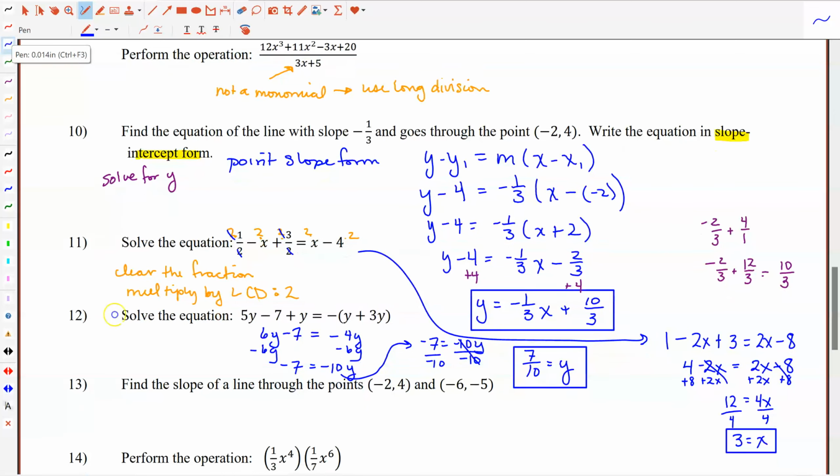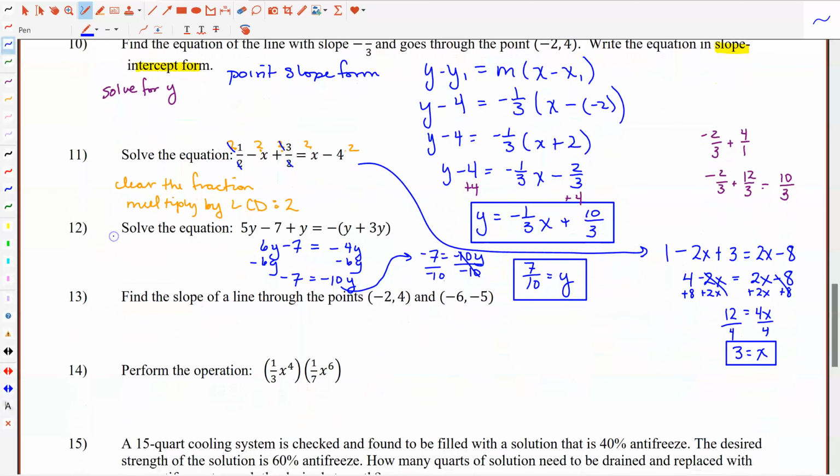On the next problem, I'm asked to find the slope of a line through the points (-2, 4) and (-6, -5). The slope, which we typically use the variable m for, is going to be found by looking at how much the y-coordinates change over how much the x-coordinates change. So it is a fraction structure where in the numerator we find the difference in the y values, in the denominator we find the difference in the x values.